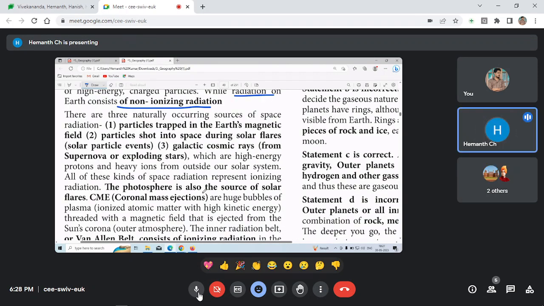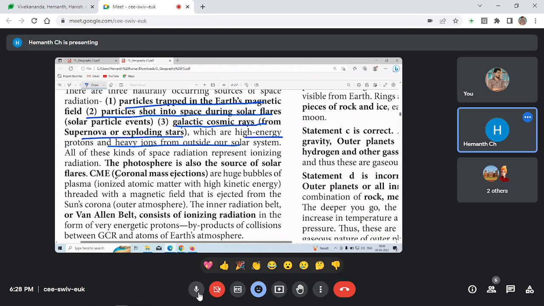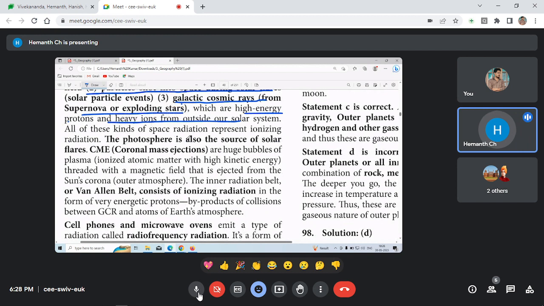There are three naturally occurring sources of space radiation. First, particles trapped in the Earth's magnetic field. Second, particles shot into space during solar flares. Third, galactic cosmic rays from supernovae or exploding stars, which are energetic protons and heavy ions from outside our solar system. All of this is space radiation, representing ionizing radiation. The photosphere is also the source of solar flares.